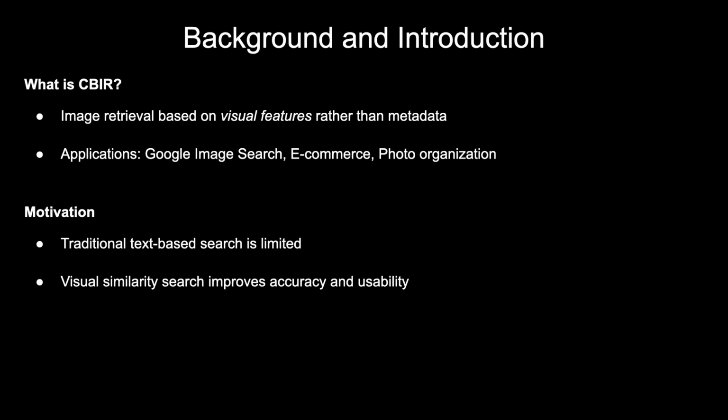The importance of CBIR is clear in many real-world applications. For example, Google Image Search allows users to upload a photo and find visually similar ones. E-commerce platforms use CBIR to match product photos, and photo organization apps rely on CBIR to group and retrieve images. By focusing on visual features, CBIR provides a more natural way to search large datasets and often yields more accurate results than relying only on text.